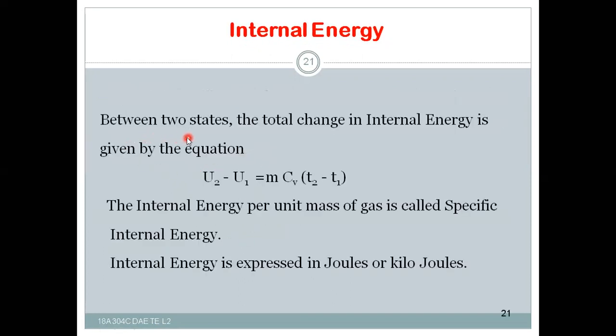Between the two states, the total change in internal energy is given by the equation U2 minus U1 is equal to m Cv (T2 minus T1). That means, as it is a property, we represent it like this: U1 is the initial internal energy at state 1, U2 is the final internal energy at state 2, T2 is the final temperature, T1 is the initial temperature, m is the mass, and Cv is the specific heat at constant volume.